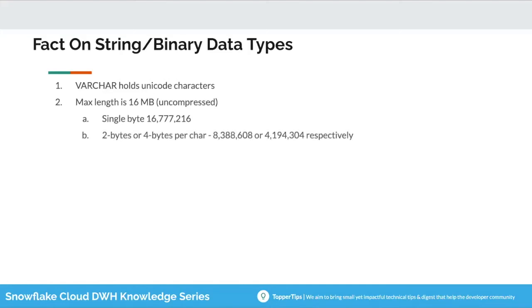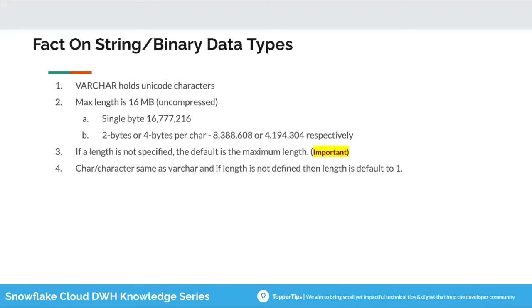However, if you have 2-byte characters or 4-byte characters, then the total 16 MB would be 8 MB or 4 MB. If a length is not specified while defining a varchar, by default it takes the maximum length, which is a total of 16 MB. Char or character, same as a varchar. And if the length is not defined for a char or a character, by default it will be varchar 1.